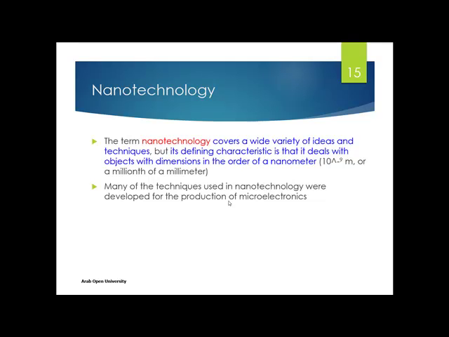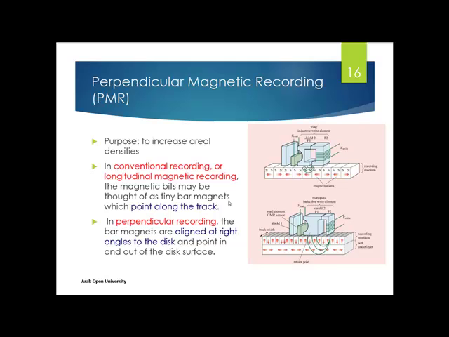Just briefly, we're going to define nanotechnology, which deals with objects with dimensions on the order of a nanometer, which is 10 to the power minus 9. And many of the techniques used in nanotechnology were developed for the production of microelectronics. And as we said before, the GMR, the giant magnetoresistance, is one of the fruits of nanotechnology. In order to increase the areal density, other techniques were also proposed, such as perpendicular magnetic recording.